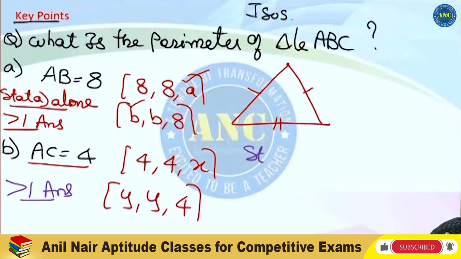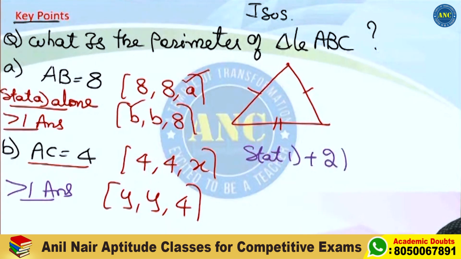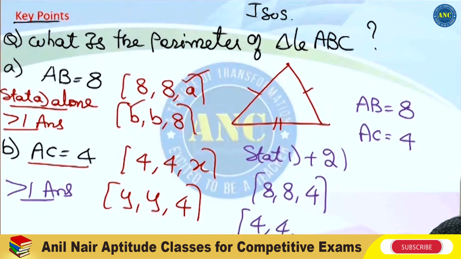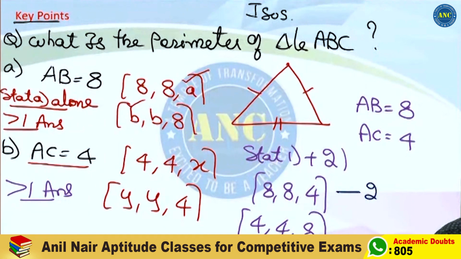So, I will combine statement 1 and 2. AB is equivalent to 8 and AC is equivalent to 4. If 8 is the equal side, 8, 8, 4. If 4 is the equal side, 4, 4, 8. So here the perimeter is 20, and here the perimeter is 16.